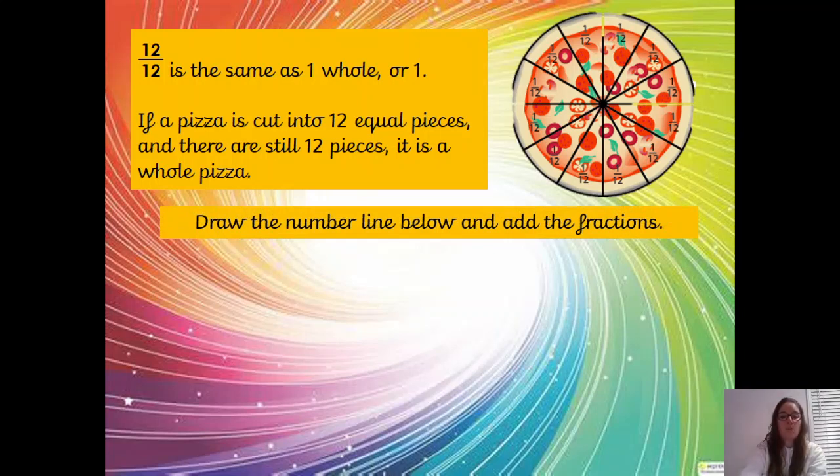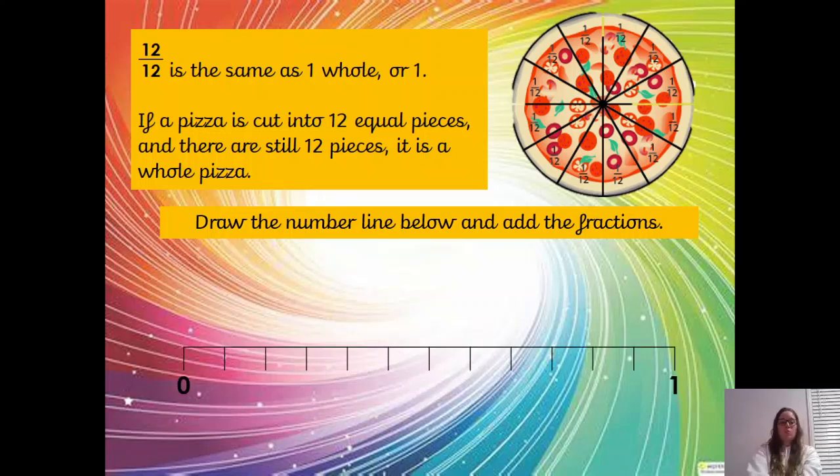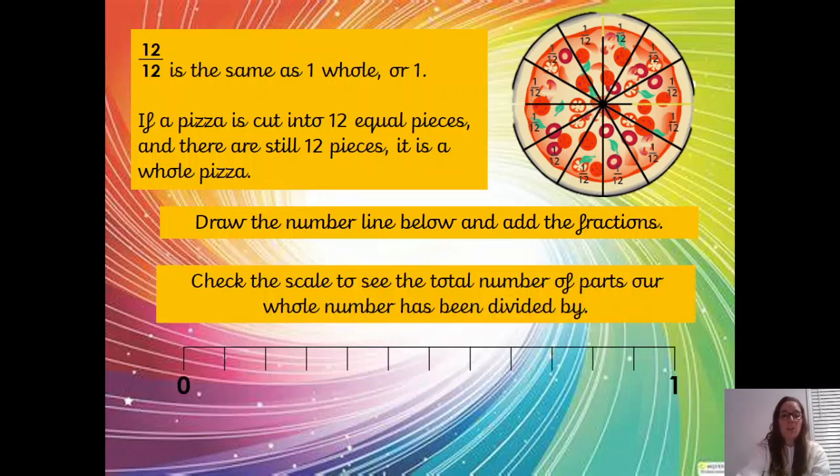So what I would like you to do now is to draw the number line below and add the fractions. Okay, so you're going to draw the number line. You need to look really carefully at this number line to see what the scale is. Okay, so we have got 0 and we have got 1. How many are there all together? How many parts do we have?